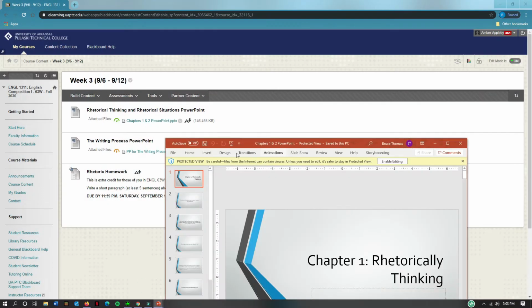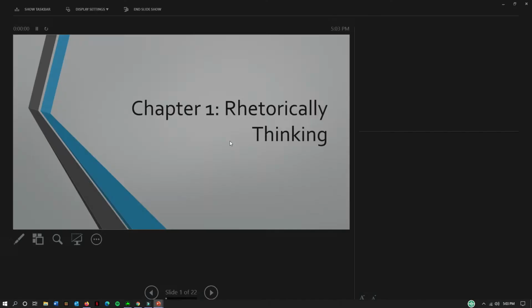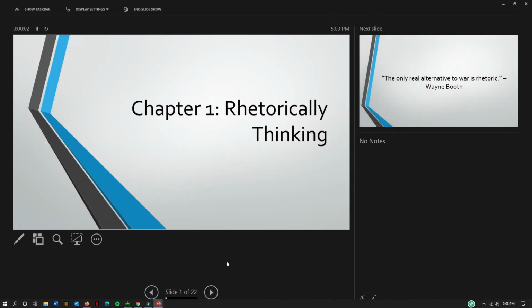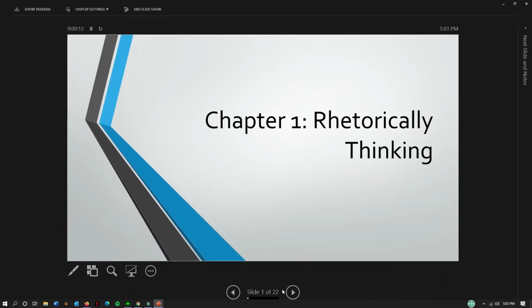So the first thing we're talking about is rhetorical thinking. This would be chapters 1 and 2 in the old textbook. There's going to be some page numbers in here that you don't even need to worry about. I cover everything in the chapter in here, so don't worry about reading anything. I didn't scan anything for you to read. We don't have to worry about it this week.